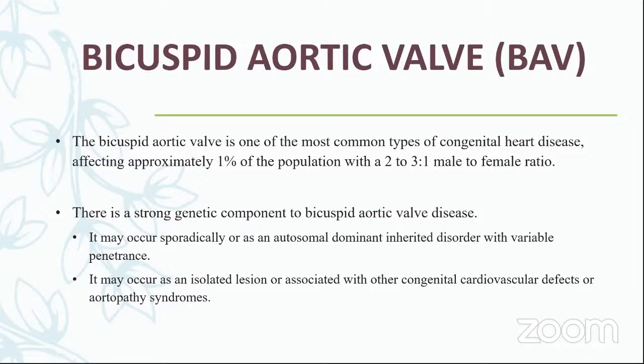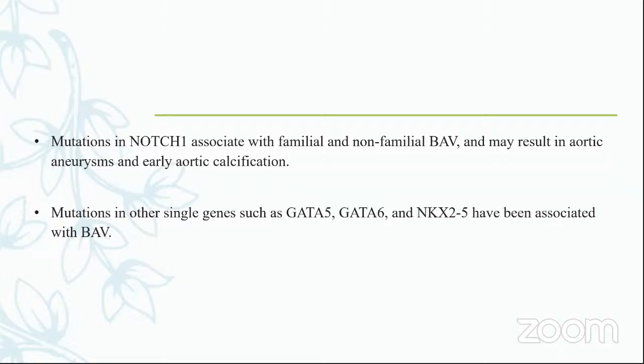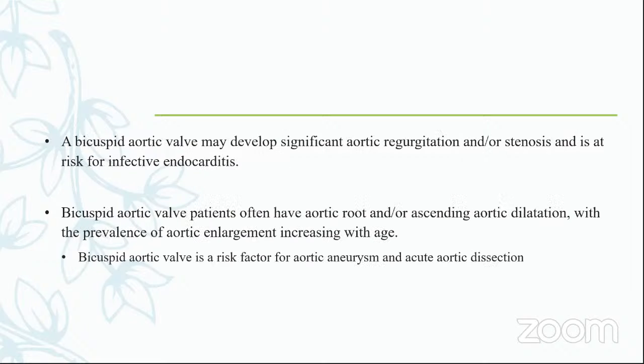It can also occur as an isolated lesion, or it can be associated with other congenital cardiovascular defects. It has been found that mutation in the NOTCH1 gene is associated with familial and non-familial bicuspid aortic valve and can also result in aortic aneurysm and early aortic calcification. It has been found also that mutations of other genes like GATA5 and GATA6 have been associated with the bicuspid aortic valve.